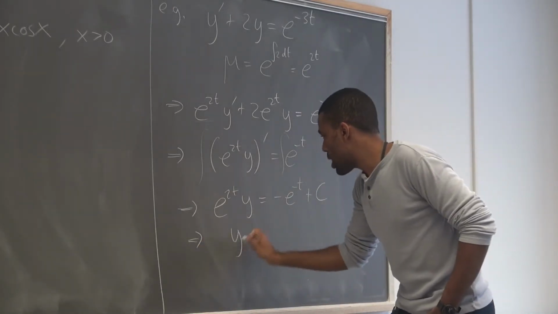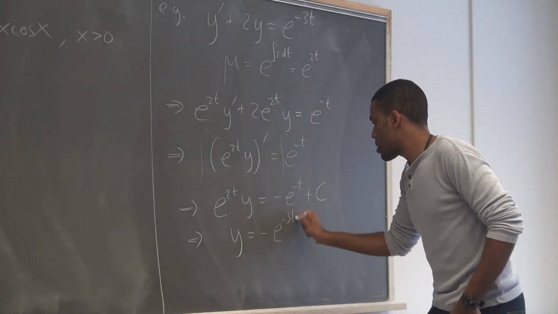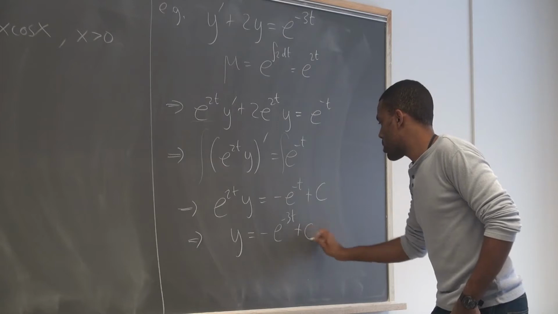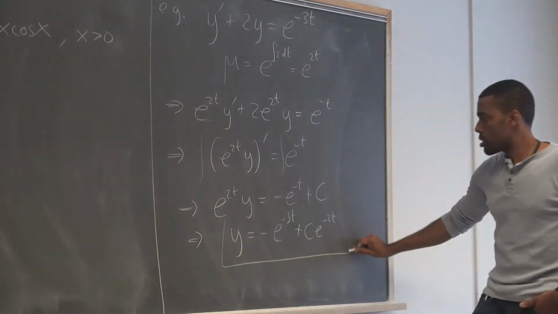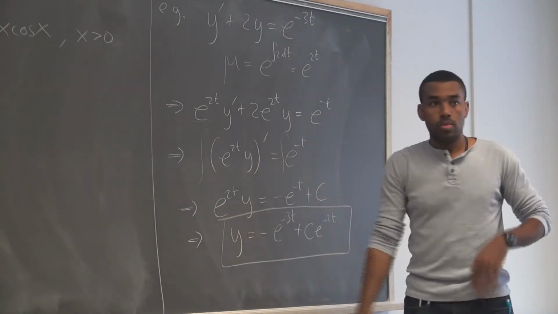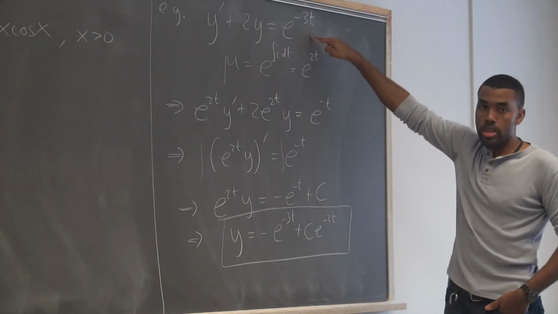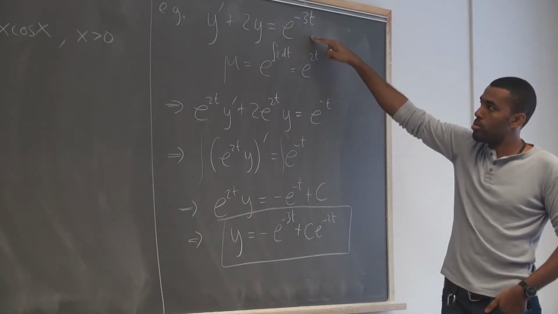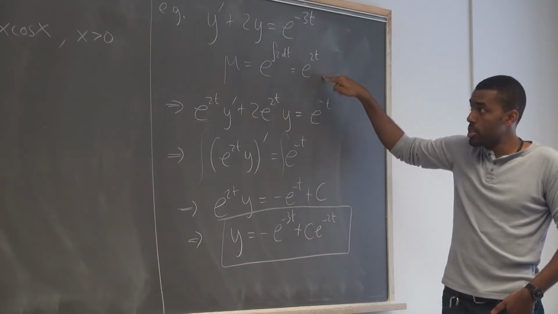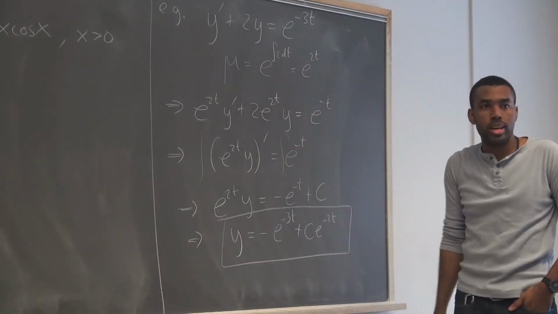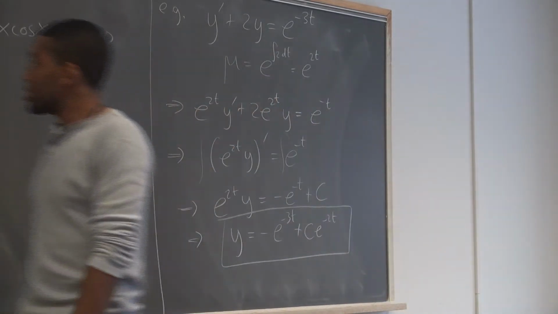This means that your y would be, now I divide by e to the 2t. And that would be our answer. First order linear ODE, not separable, but I can use the integrating factor method on it. Multiplying through by a convenient function turns the left side into something really nice that I can reverse really easily. Okay, let's move on to this one.